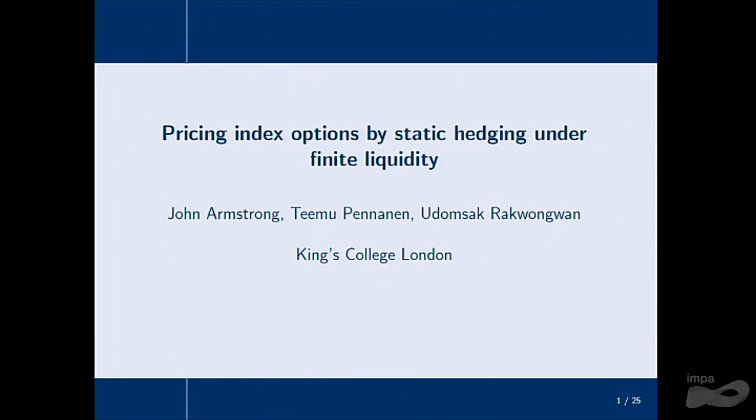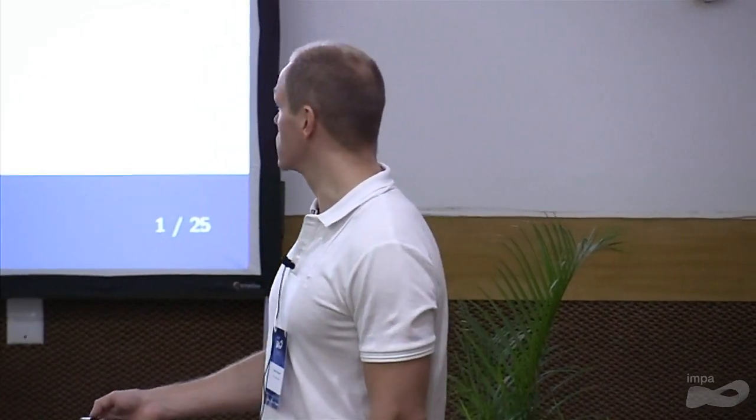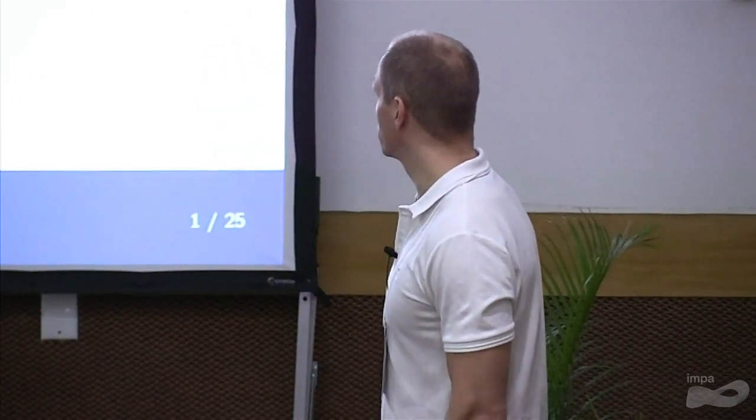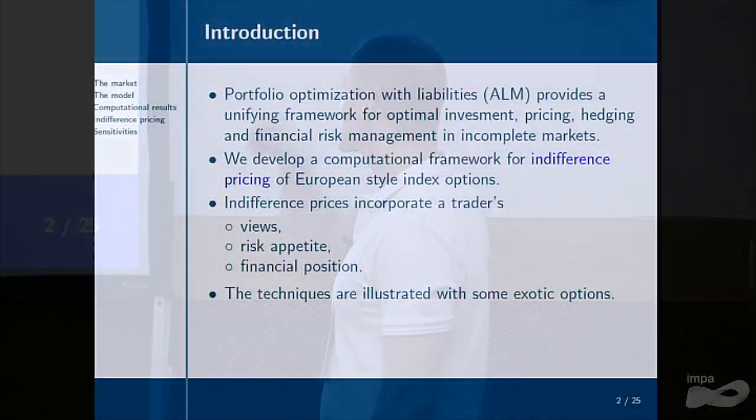So this is based on the paper that just came out in the Rio issue. John Armstrong is a colleague in King's College. He was the one who first developed the code for computing these things. Udomsak is my PhD student who has been doing the practical computations with real data and looking at the results.